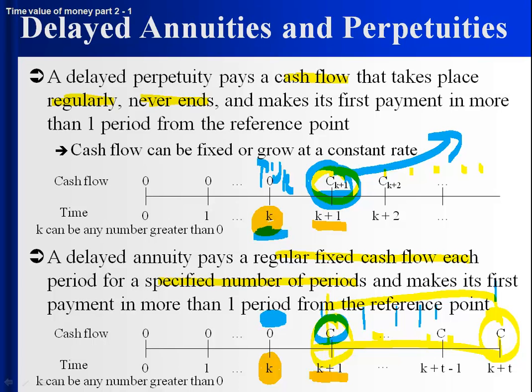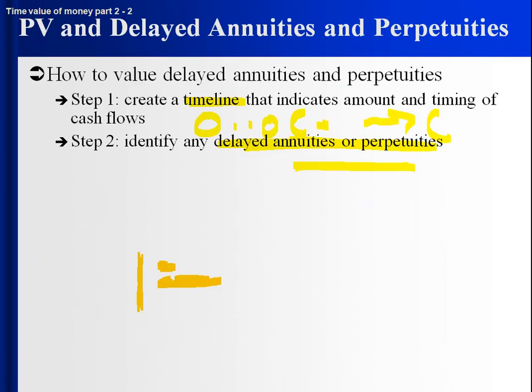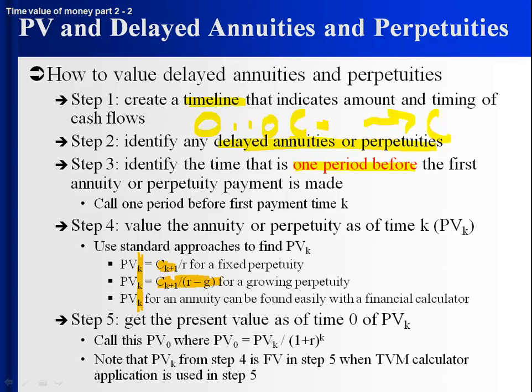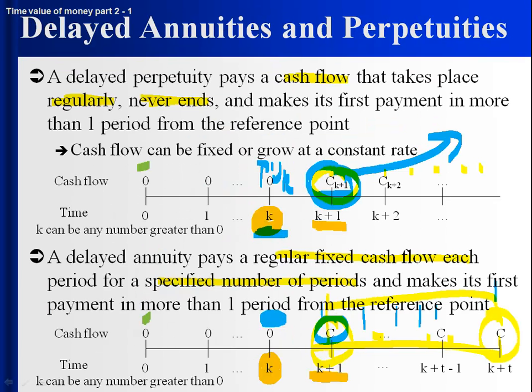But now that leads us to step 5, which takes into account the fact that we're not interested in the value at time K. We want to know what the value is at time 0. So how do we do that? If we know that something is worth this at time K, what is it worth at time 0? You just divide by (1 plus R) to the K. So if we know the value at this point in time, how do we get the value here? Divide by (1 plus R) to the K.